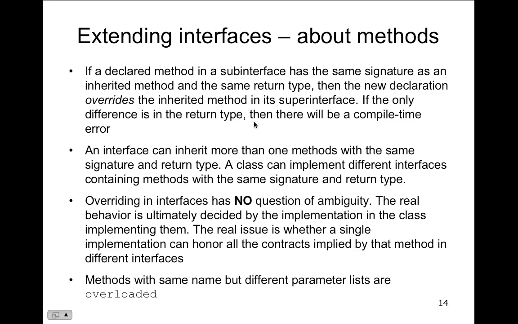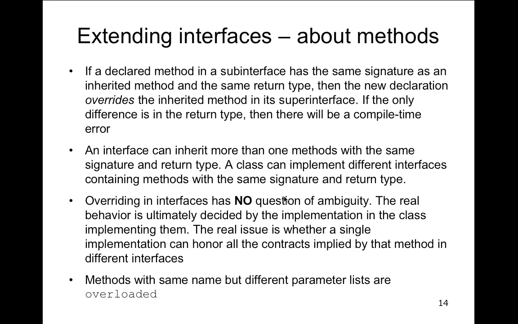If the only difference is the return type, then you're going to end up with a compile time error. You can't change the return types. You have to change the entire method if you're going to do it, which means you're probably not going to override very much. You're probably going to leave it alone, which is the intended purpose of the interface: to set the design, to keep things consistent, theoretically, in concept. So an interface can inherit more than one method with the same signature and return type, as we see, because we can implement multiple interfaces and then also inherit them.